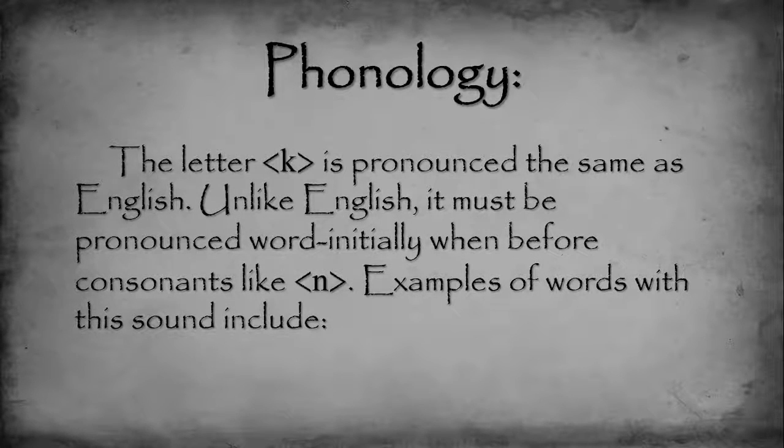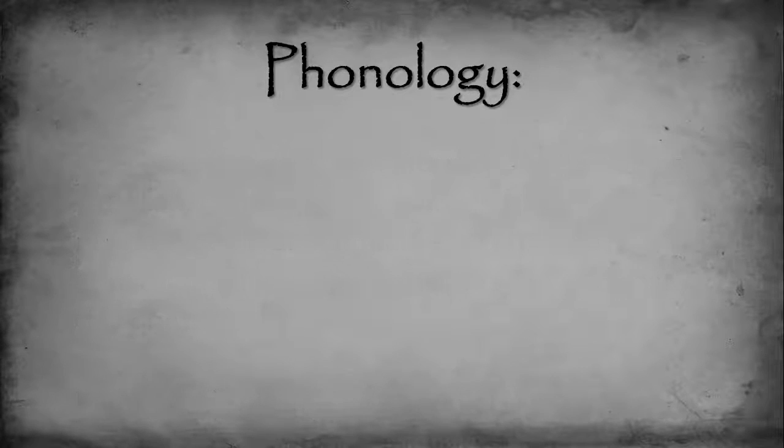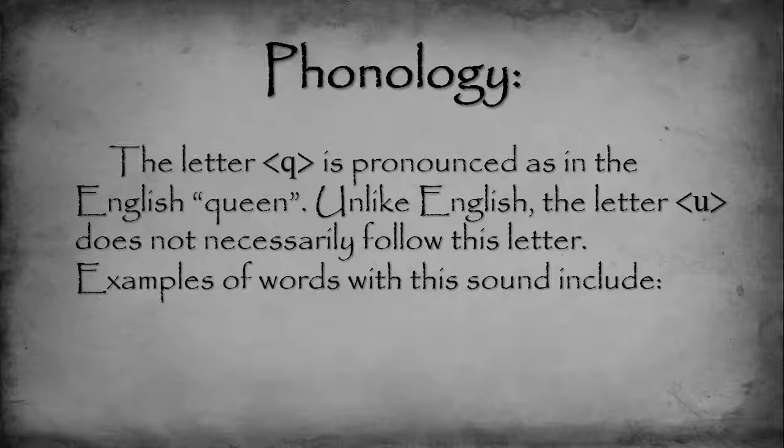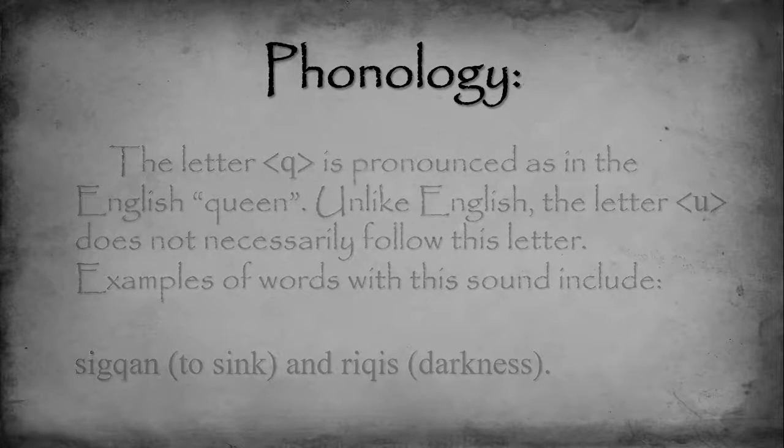The letter K is pronounced the same as English. Unlike English, it must be pronounced word initially when before consonants like N. Examples of words with this sound include kniu, meaning knee, akrs, meaning field, and auk, meaning also. The letter Q is pronounced as in the English queen. Unlike English, the letter U does not necessarily follow this letter. Examples of words with this sound include sigqan, meaning to sink, and riqis, meaning darkness.